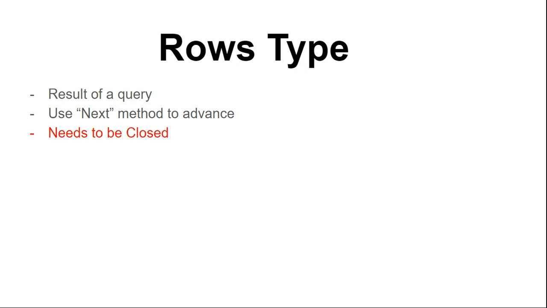The Rows type is the result from the SQL query when we fetch the data from the database. In order to consume the Rows type, we will need to iterate the data by using the Next syntax. Then we also need to make sure that we close the fetched result from the database.